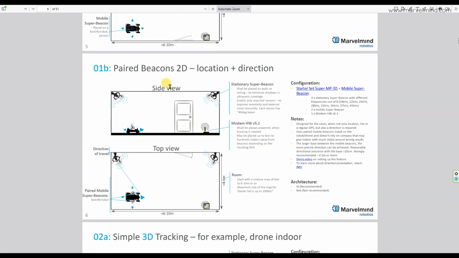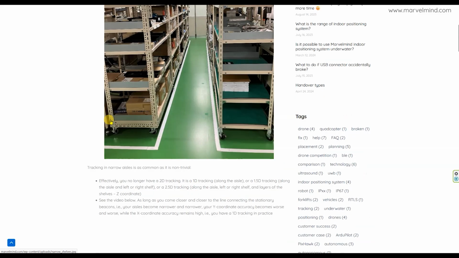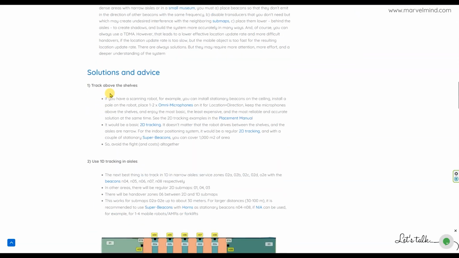Easy. Since quite often you need not only the location but direction, you install two mobile beacons with a base starting from 25, 30 centimeters. If you have a larger one, like half a meter, for example, you will have a very accurate not only location but also direction. So that's the very typical case. So the first solution, the easiest and the recommended one, if you can do that, is to track above the shelves, and there will be no problem at all. It will be a very basic 2D tracking.